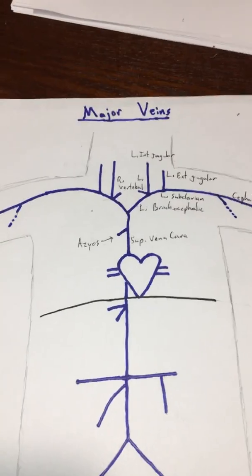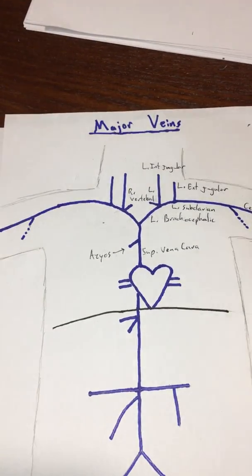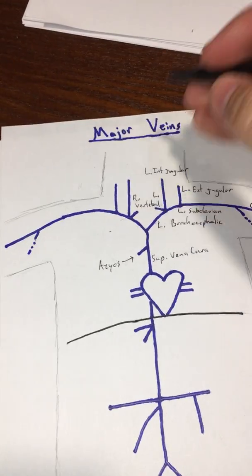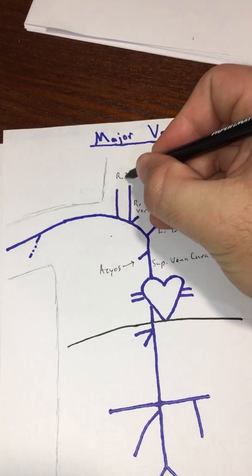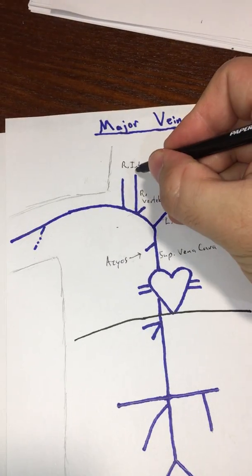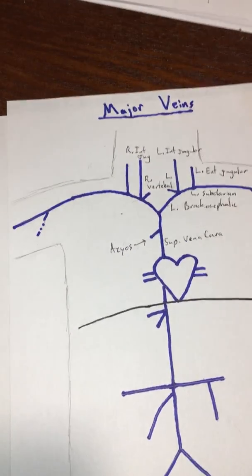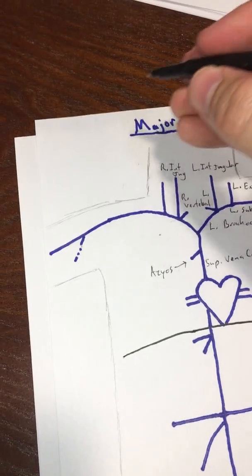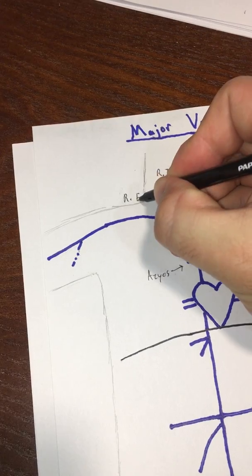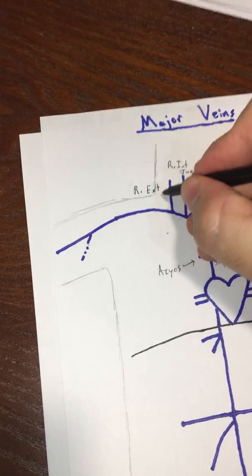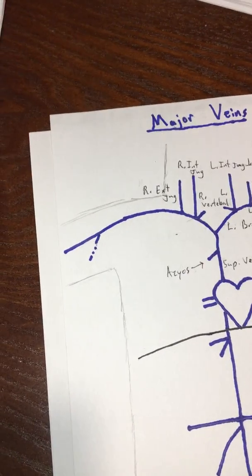And then luckily for veins, it actually is mirrored on the other side. So everything on this side will be mirrored. You have the right internal jugular. You have the right external jugular.